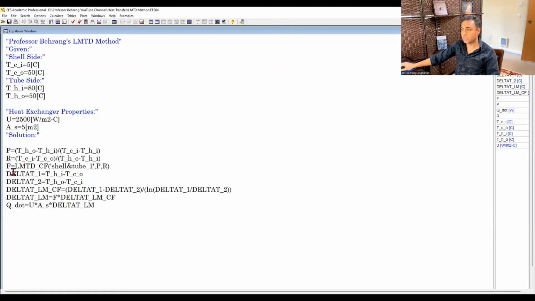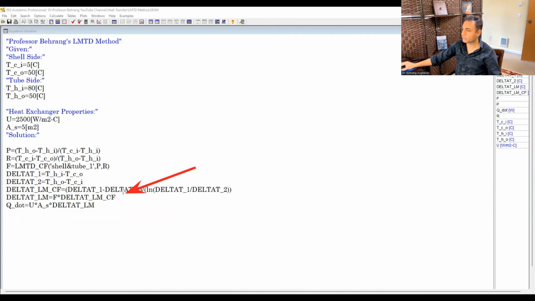And once it does, I create the counterflow LMTD first. I have to calculate that. Let's take a look at it. So first, I calculated delta T1 here. You can see delta T1 is calculated here. And then delta T2 is calculated here. Once I have that, I put together the delta TLM counterflow. The counterflow case, because these delta T1 and delta T2 are for counterflow.